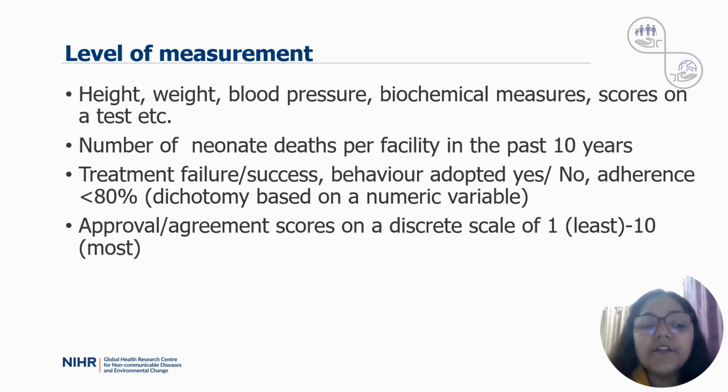Outcomes like treatment failure or success, behavior adopted, yes or no, adherence based on certain cutoffs that are continuous in nature, approval or agreement scores on a discrete scale of, let's say, 1 which is least and 10 which is the most level of agreement, are all numerical scales of different types.